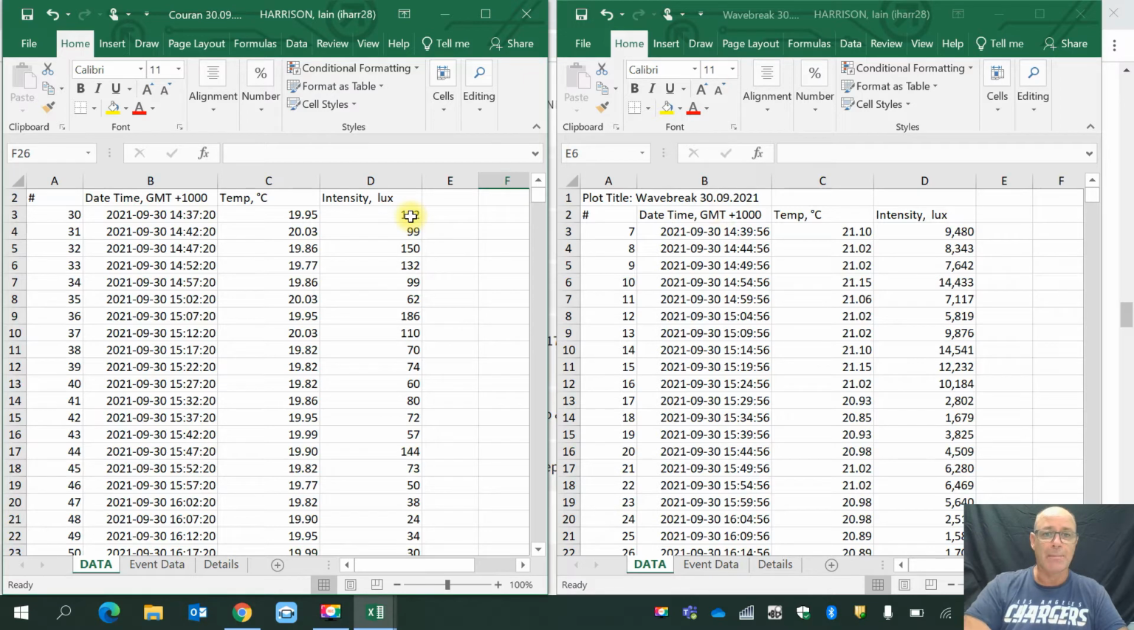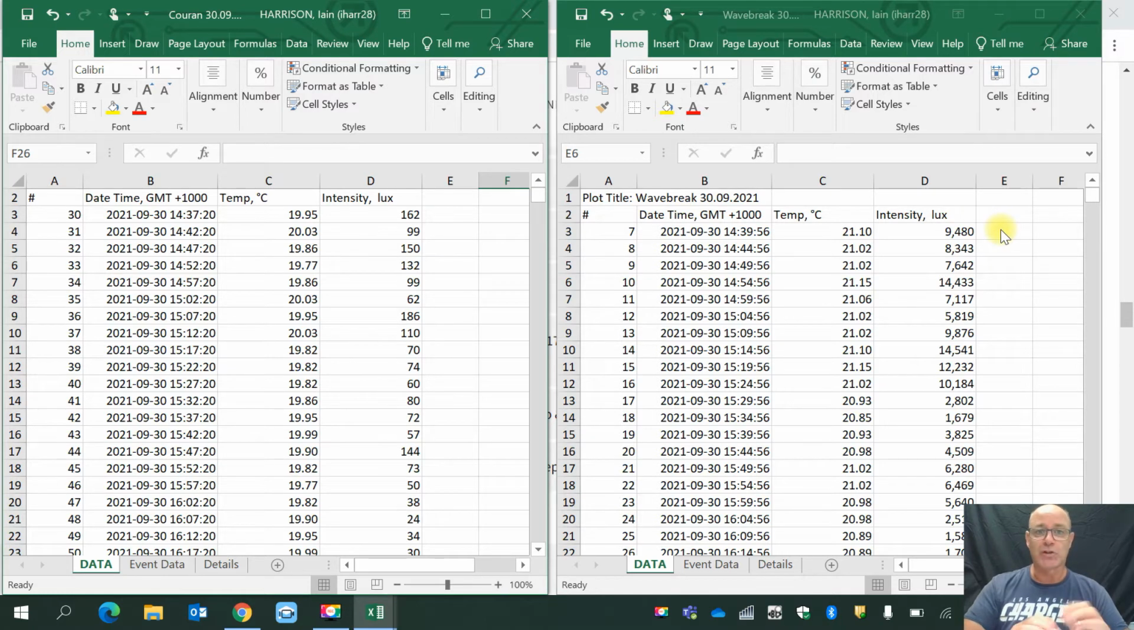So what's happening here at Kerrang Cove, we can make an almost direct comparison within a couple of minutes to what was happening here at Wavebreak Island. As you can see, if we look at light intensity, the light intensity at Wavebreak Island was 9,480 lux, whereas the light intensity here at Kerrang Cove, which we know is a highly turbid area, is only 162 lux. So there would appear to be a difference there.